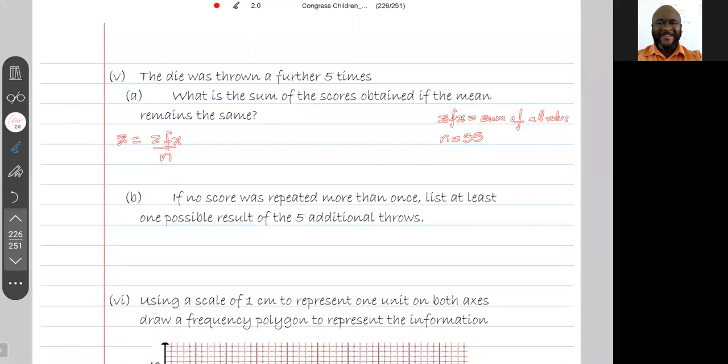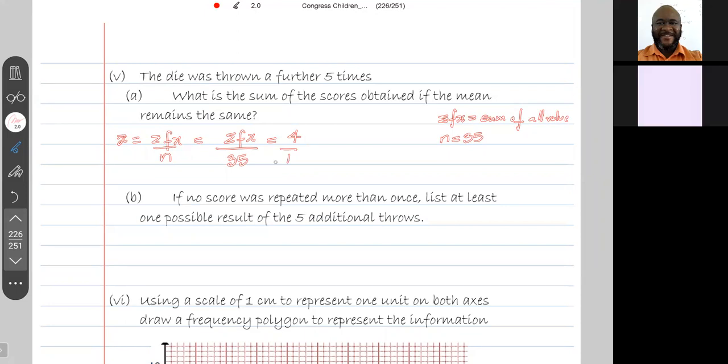35 times. We do not know the scores for the 5 additional throws, but what we know is that the mean remains the same. So if we put in everything, the sum of fx, the sum of the values, we don't know. We know that n is 35, because the die has been thrown a further 5 times, and the mean remains the same, so the mean is still 4. Guys, if I have 1 fraction equal to 1 fraction, what do I do? Cross multiply. Let's cross multiply.